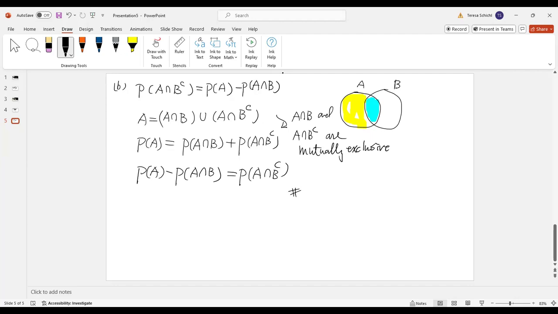It is a pretty short proof. I recommend that when you try to prove probability properties, the Venn diagram is always very helpful. I hope you enjoyed this short proof.